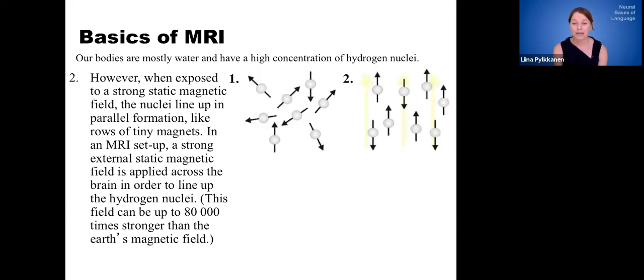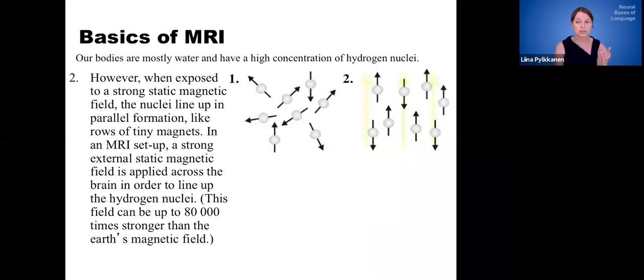And the strong magnetic field in the MRI machine can be up to 80,000 times stronger than the Earth's magnetic field. So it really is something that you need to be highly aware of in an MRI lab. And in fact, it's very important that you don't have any metal with magnetic properties on your body, like a ring or something like that. Could just be sucked into the magnet and become sort of a missile.